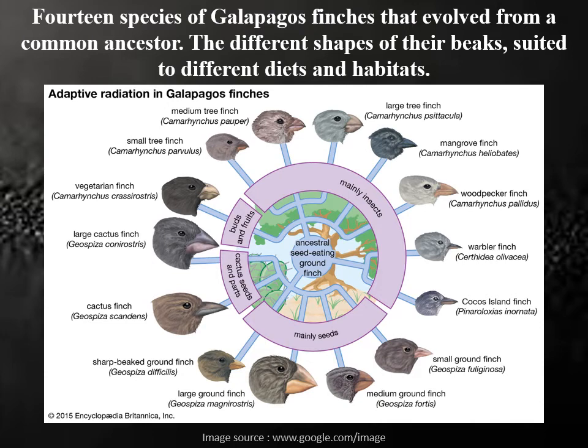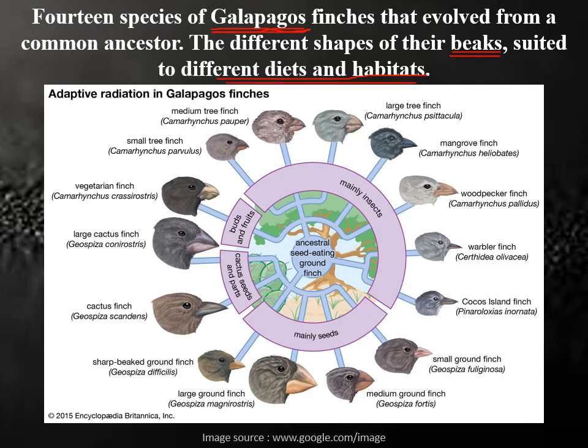This divergence of characters was also observed by Darwin when he visited the Galapagos Islands. Here in these islands, Darwin observed the finches, and he found there are 14 species of finches, and all these 14 species have different shapes, different sizes, different types of beaks. According to Darwin, this difference of beak size and shape is due to different types of diets and habitats.